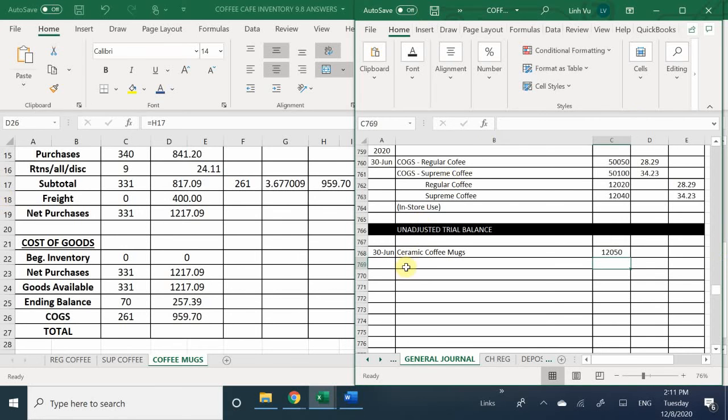Okay. So now we're going to recognize how many cups we actually got rid of. So what account number is that, or what account name is that? Cost of goods sold. The ceramic mugs is 50150. 50150. Okay, good.